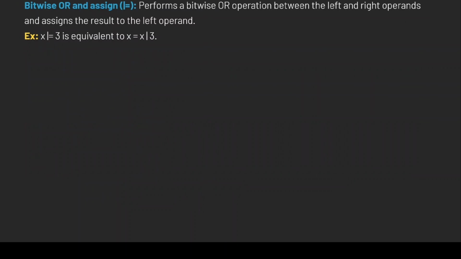Next is the bitwise OR and assign operator. This operator performs a bitwise OR between the variable and the right operand and assigns the result back to the variable. The OR operation compares each bit of the variable with the corresponding bit of the other value. For each bit position, it results in 1 if either bit is 1 and 0 only if both bits are 0.